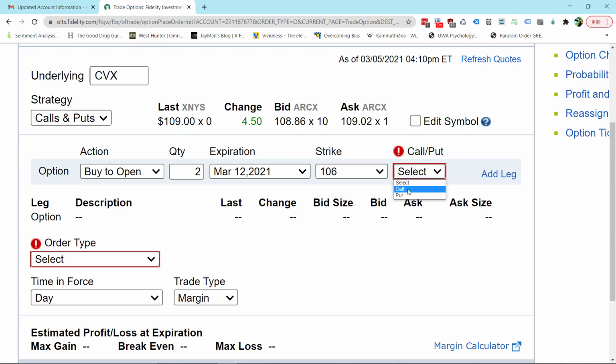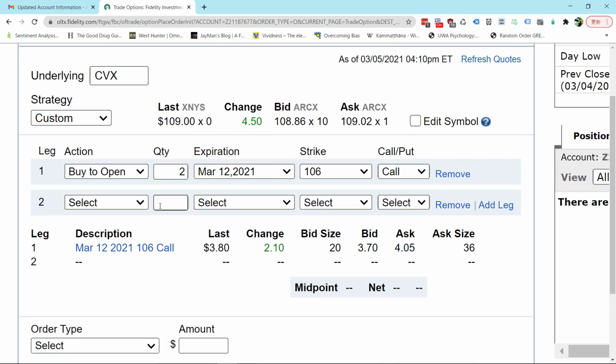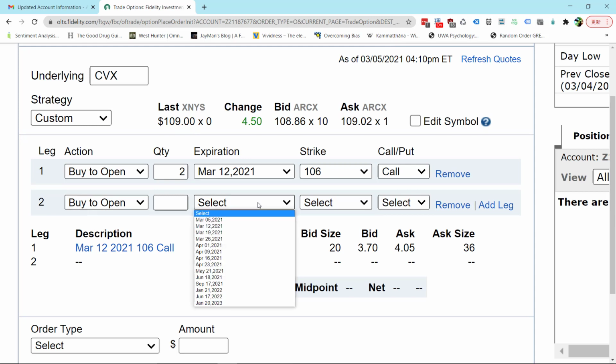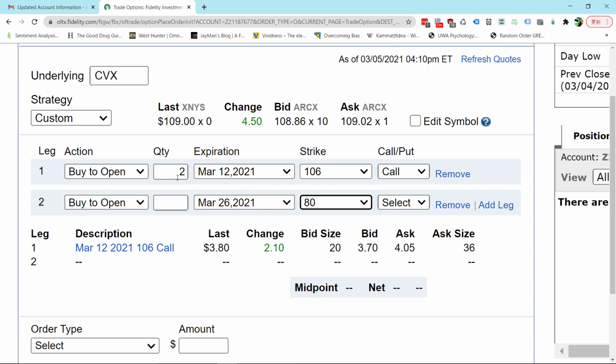And we're doing calls. Now, on the right, you'll see add leg. Add leg is just in case you want to buy a different thing, but with the same ticker. You have to use the same ticker to buy 2 at a time. So, for example, maybe you want to buy a different call. Maybe you want to buy a call with a different expiration and a different strike. You could do both of those at the same time in one trade order.